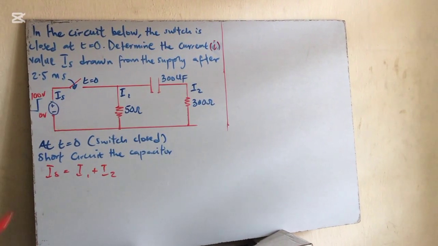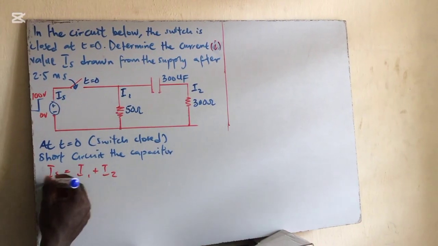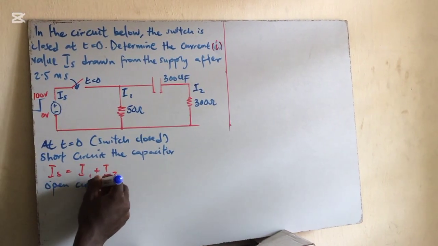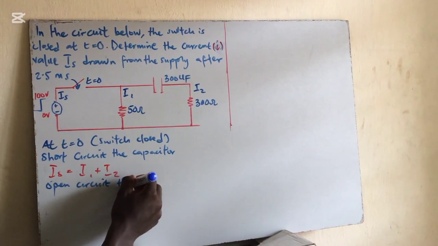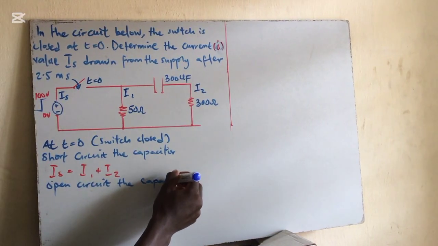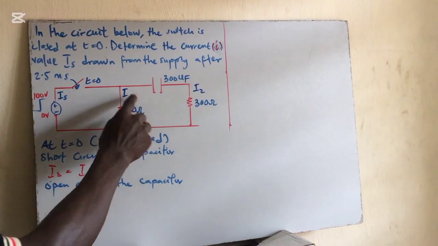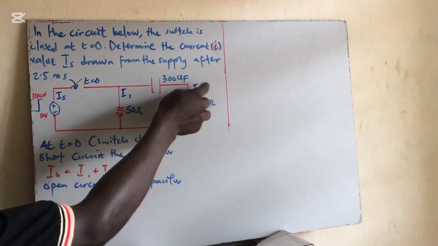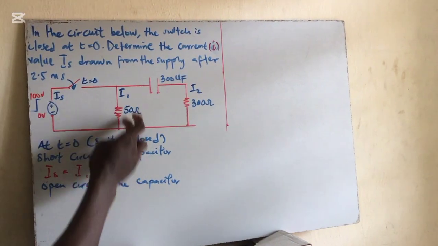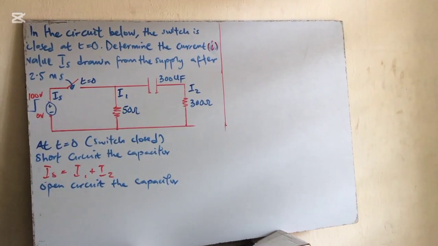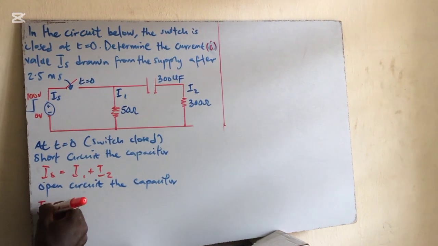So let us open circuit it. Let me write open circuit the capacitor. So by doing that, when we open circuit, that means there's no current flowing here. There's only I1 that is valid in this place. So we can get our I1.